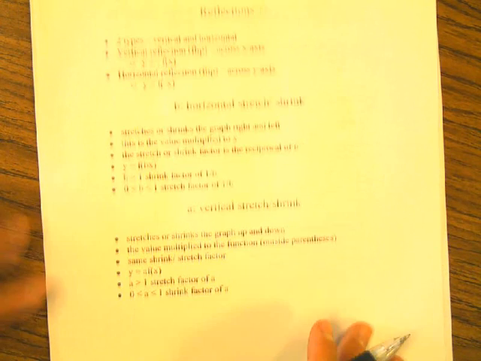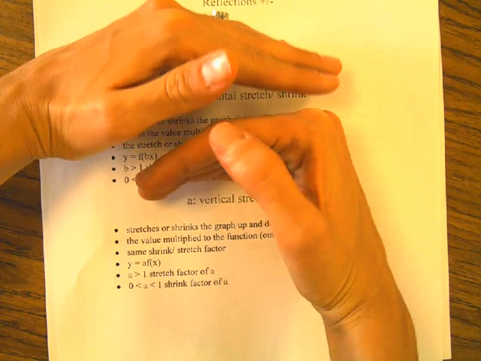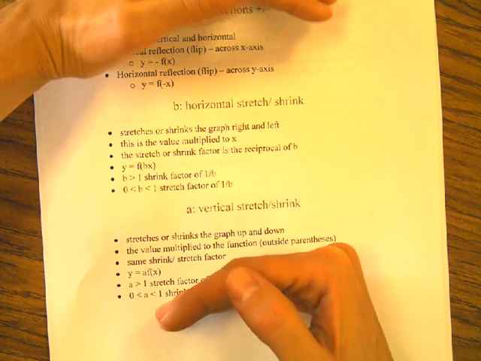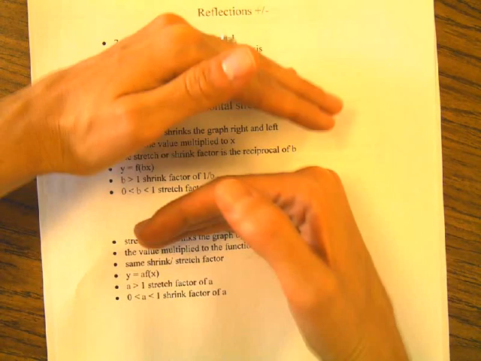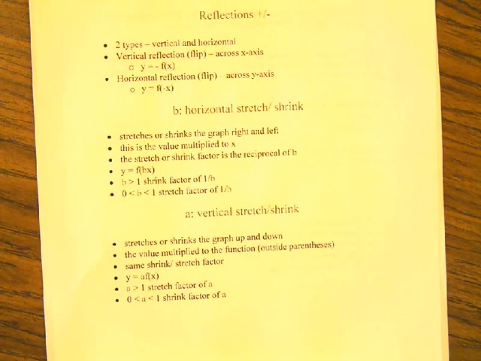A is a vertical stretch or shrink. It's on the outside again. It stretches or shrinks the graph up and down, so if the graph starts like this and it's stretched, it gets bigger this way. If it's shrunk, it gets smaller like this. It's the value that's multiplied to the outside of the function, and it's just the same value. You don't have to use reciprocal or anything. If it's greater than 1, it stretches it. If it's between 0 and 1, it shrinks it.